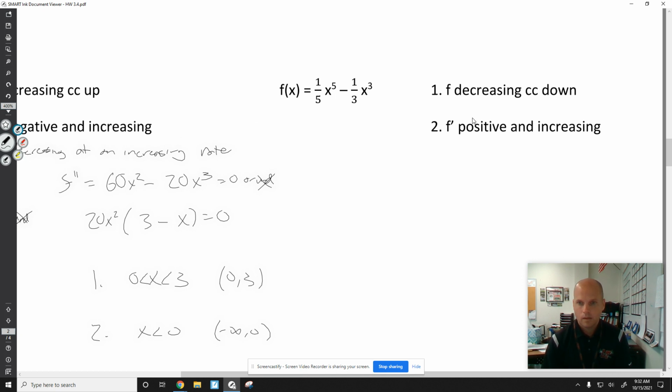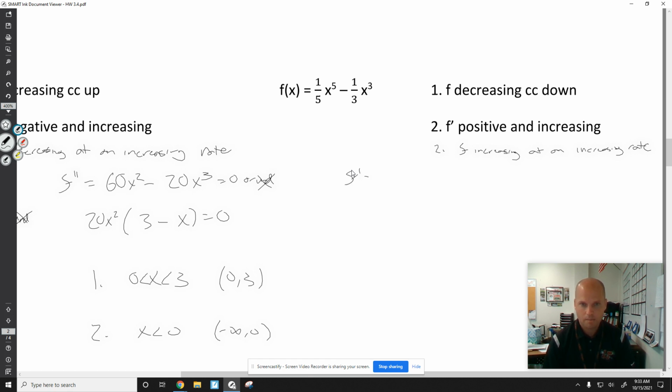All right. F is decreasing, concave down. F prime is positive, means f is increasing. Positive and increasing means f would be increasing at an increasing rate. Cool. Sign analysis of our derivatives.